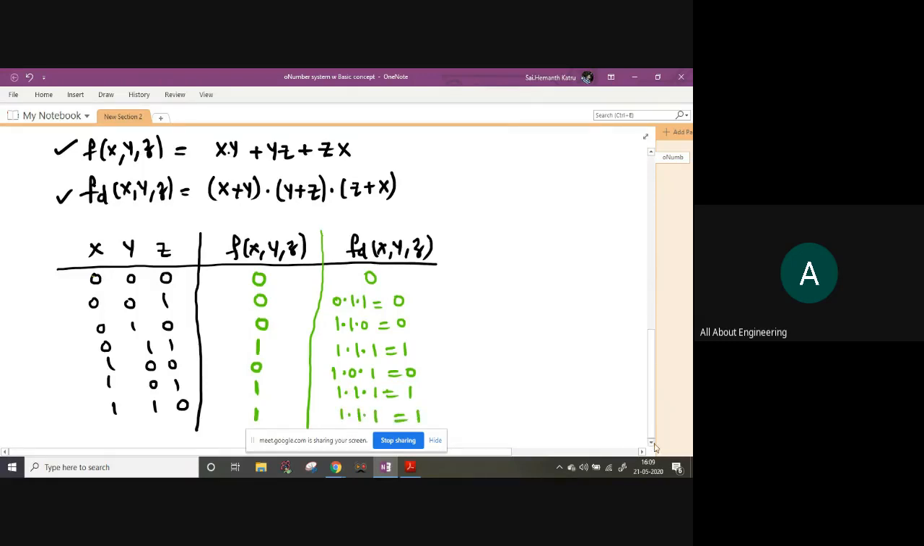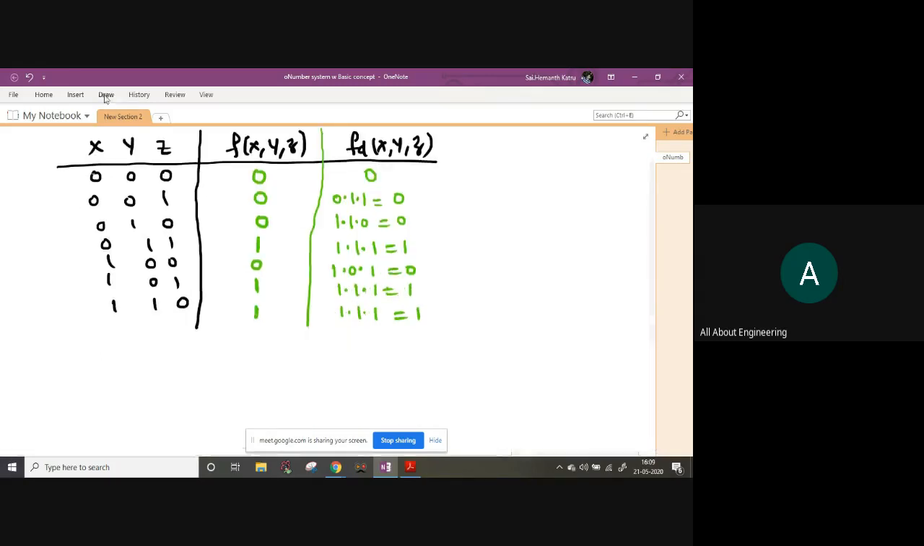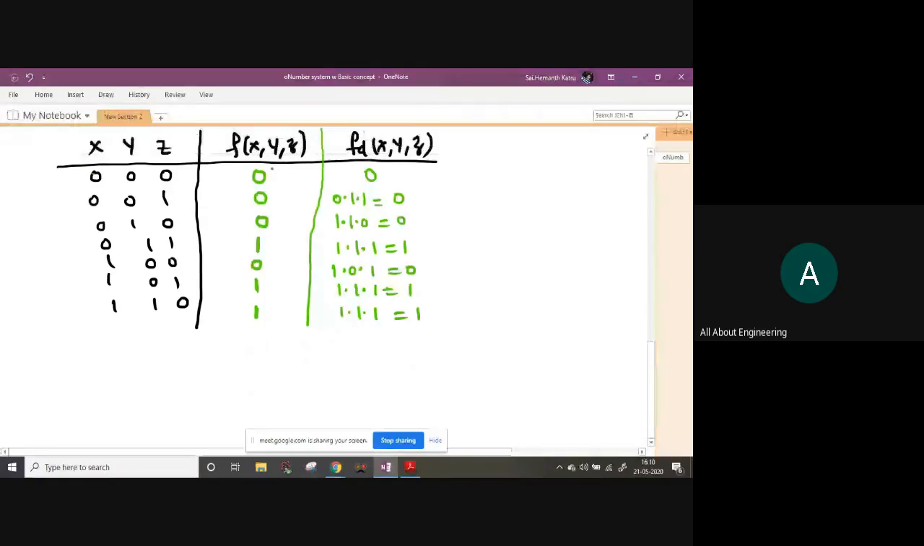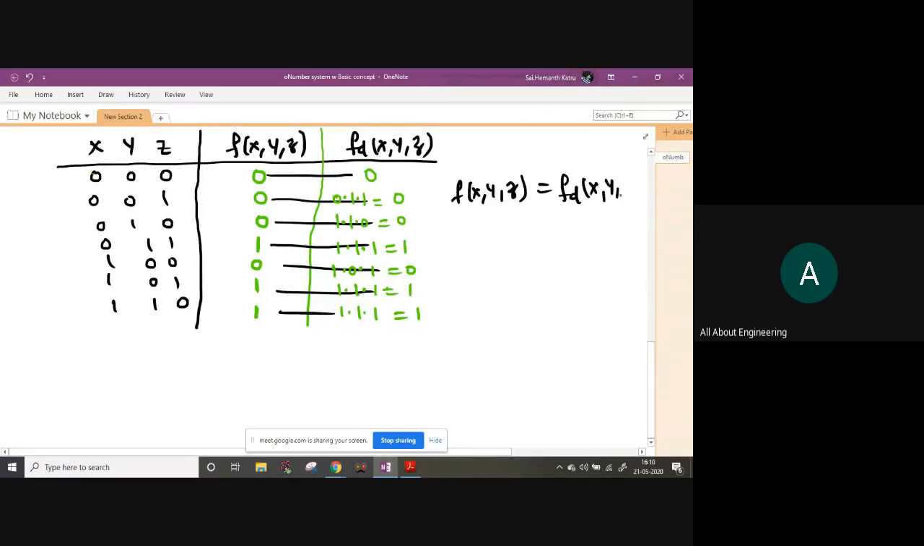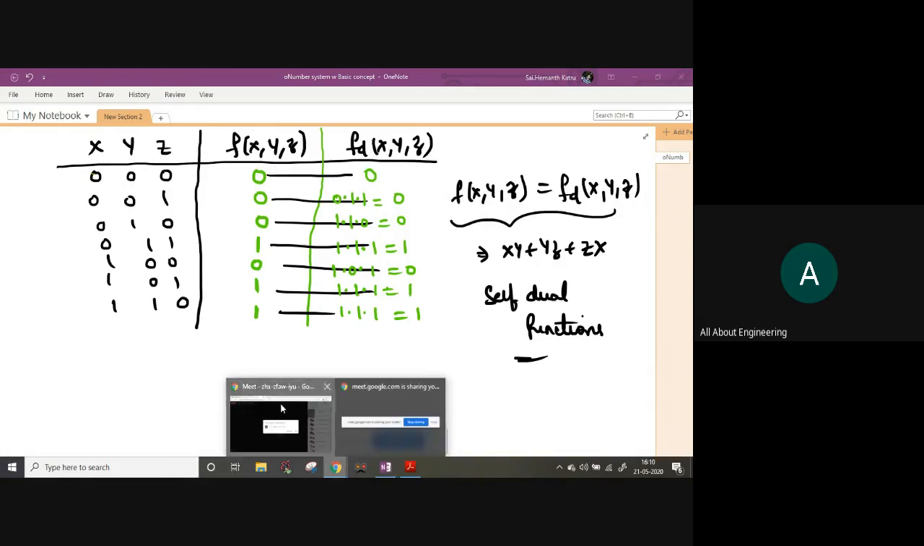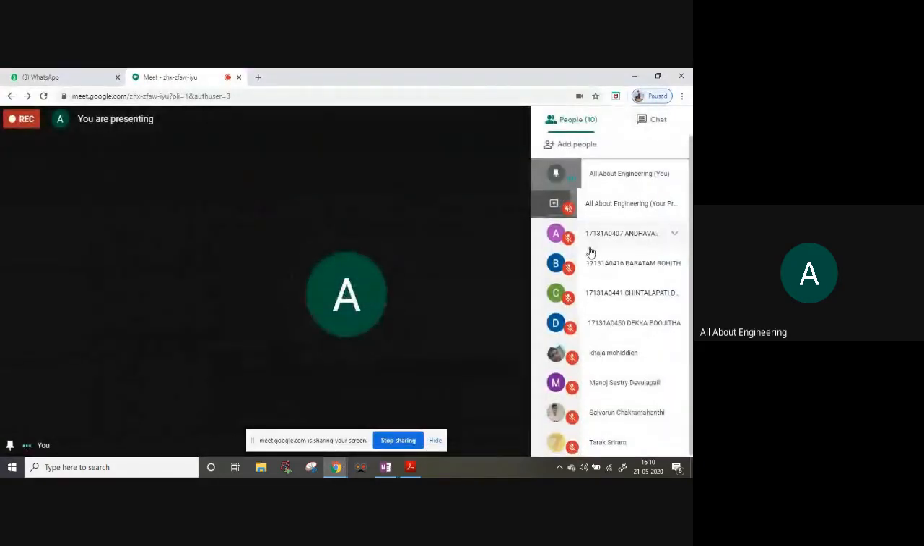Now you just check the functional values of these two: 0 0 0 1 0 1 1. So you can say here f of x comma y comma z is equal to f^d of x comma y comma z, which is equal to xy plus yz plus zx. These types of functions are called self-dual functions. Did you get my point? So these types of functions are called self-dual functions.